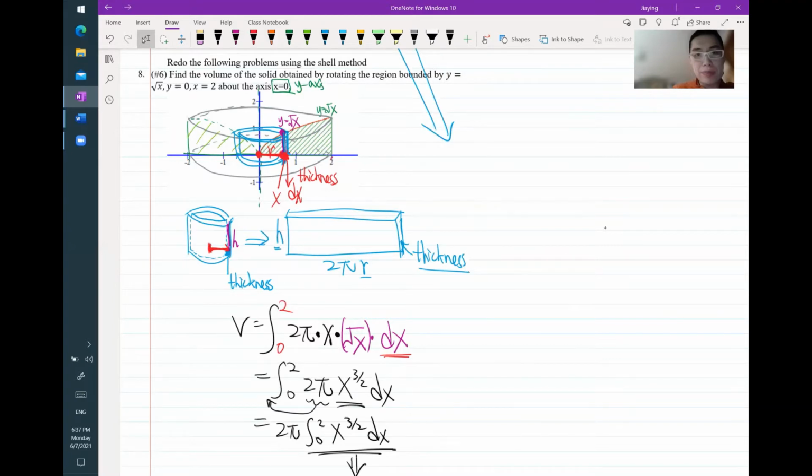Any questions on this example? So try to picture that the cylindrical shell, you got it by rotating a small skinny rectangle in that shaded region to get this cylindrical shell. It's a cylinder with a thickness.